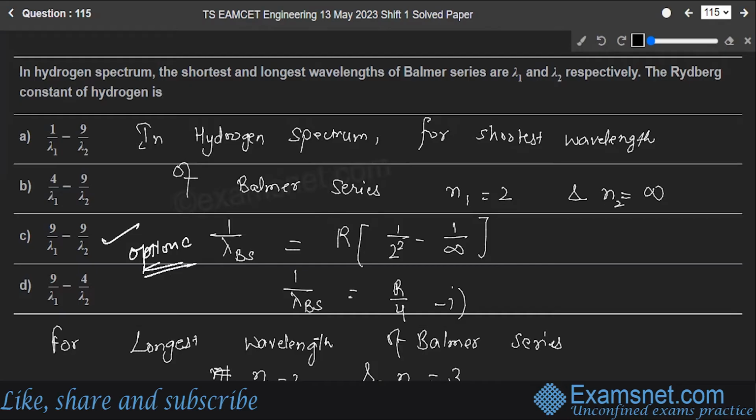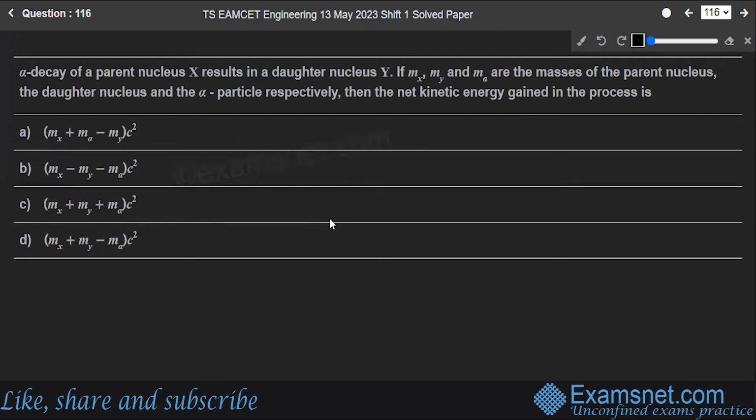Hope you got that. Next is question number 116. The alpha decay of the parent nucleus X results in the daughter nucleus Y. If mx, my, and m alpha are the masses of the parent nucleus, daughter nucleus, and the alpha particle respectively, then the net kinetic energy gained in this process is.